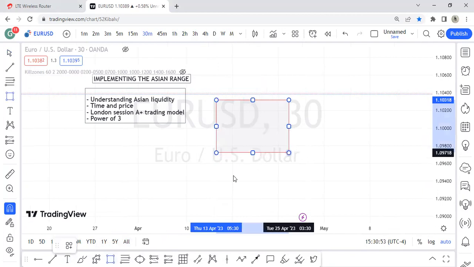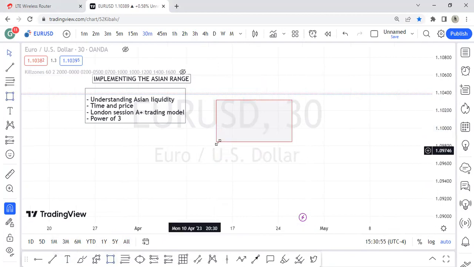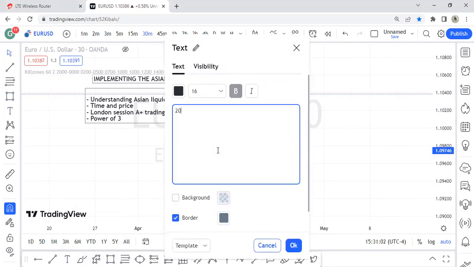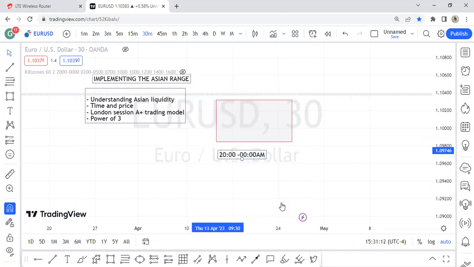This time window is your Asian range. It's between 8 o'clock to 12 o'clock New York time, right? So you can simply put that in, 8 o'clock to 12 o'clock New York time. I'm also talking about time and price now. So 12 a.m., sorry, that's your Asian time window. So this is your Asian range window, the time window of your Asian range.